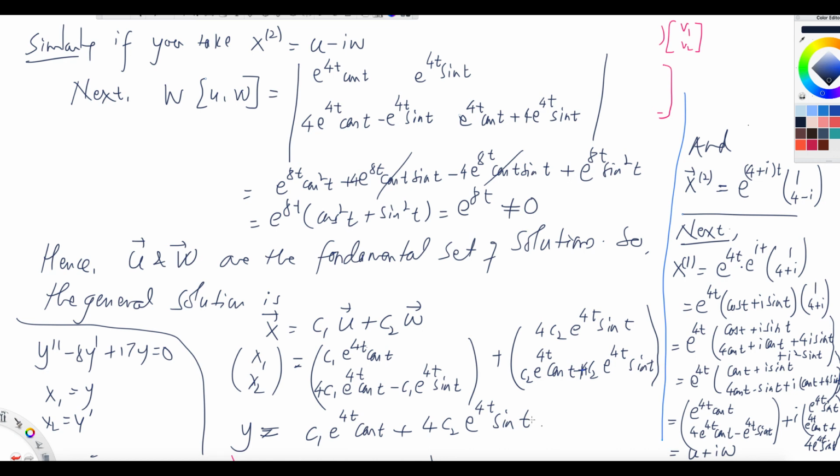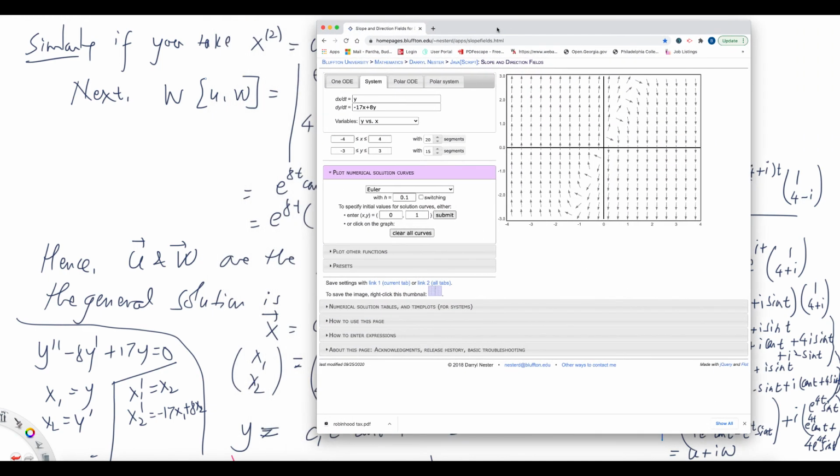Now here I want to show you how it looks if you draw the direction field, right? So how was the equation looking? After you simplified this, you got x1 prime equals x2, and x2 prime equals negative 17 x1 plus 8 x2, right? So in the app that I showed you last time, you wanted to see the direction field.